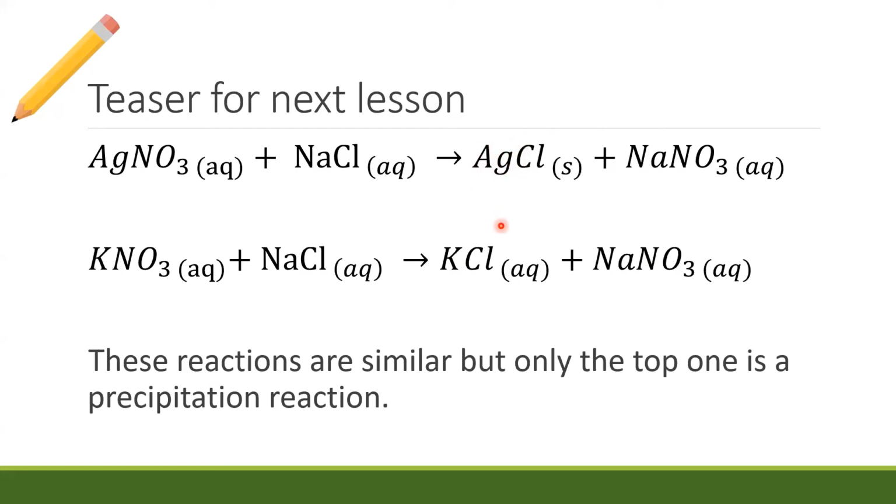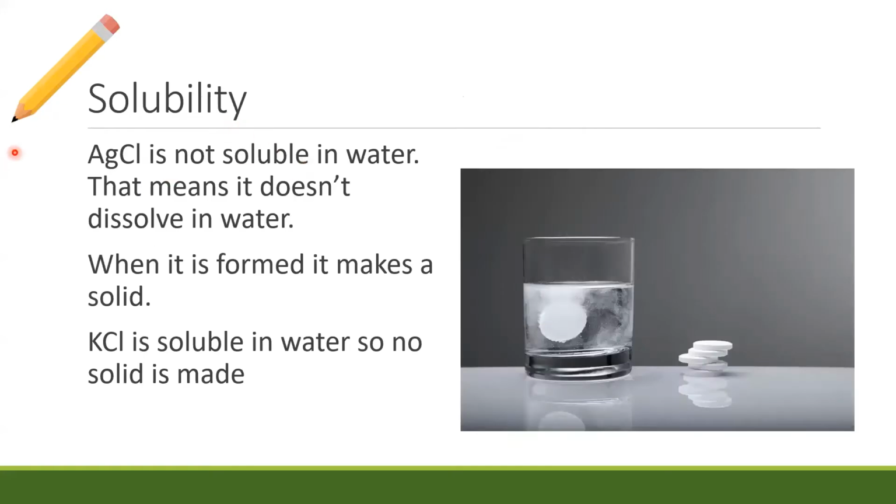So this brings us to our very last slide. If you haven't got this slide copied down, remember these slides are still available on the classroom. You should be able to download them. The last slide is this here, and this is a bit of a hint for next lesson. Solubility is what we're going to be talking about. AgCl is not soluble in water. That means it doesn't dissolve in water. So AgCl just can't dissolve in water.